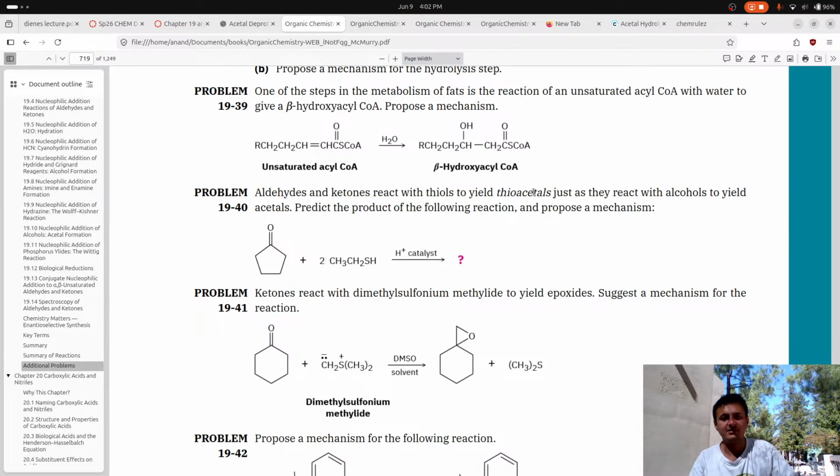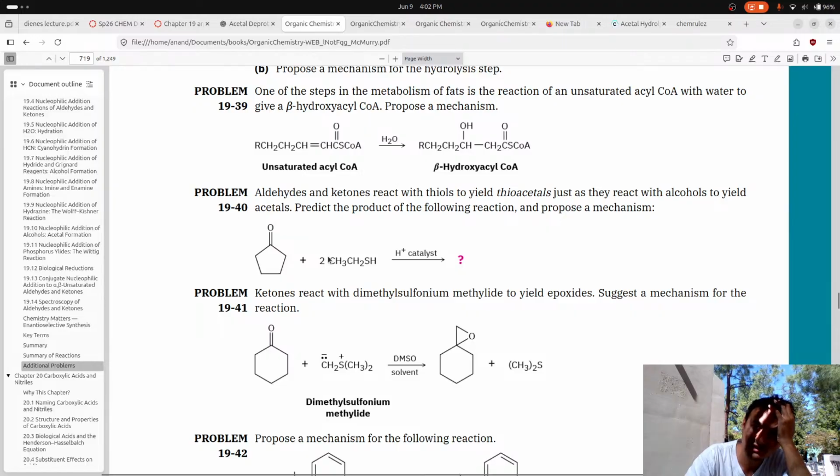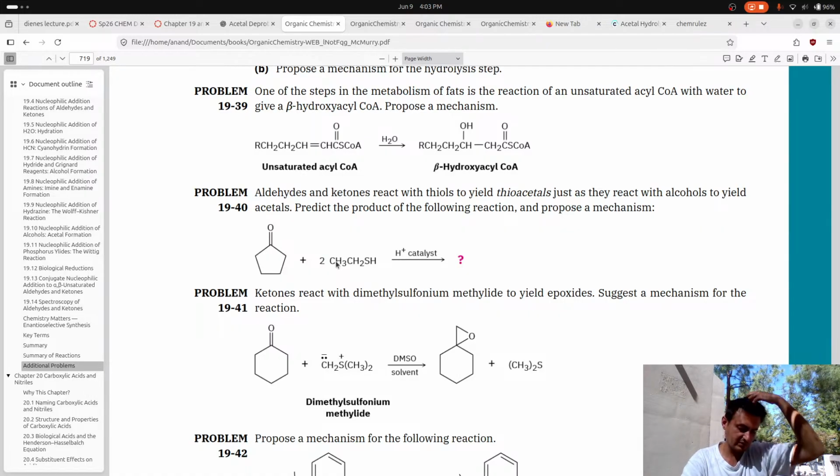I mean, this is going to be easy, right? So this is, what do you call this? It's not going to be ethanol. It's going to be called ethanethiol. Okay. All right, so thioacetal formation. So we have cyclopentanone plus ethanethiol, which is going to be SH.